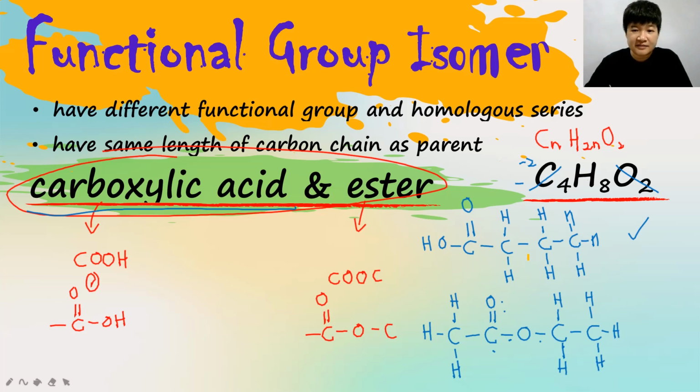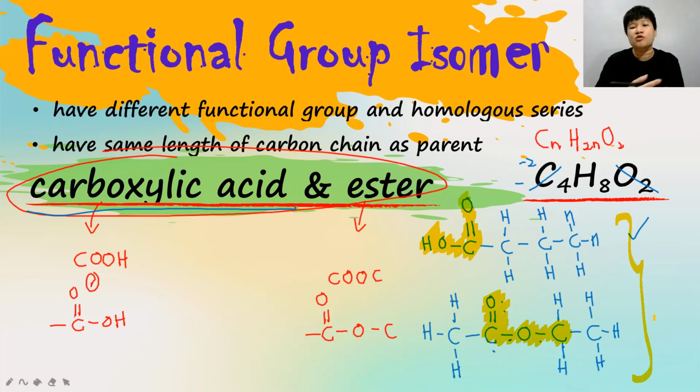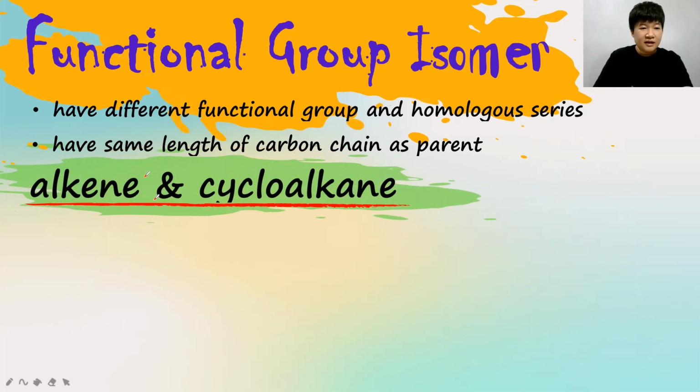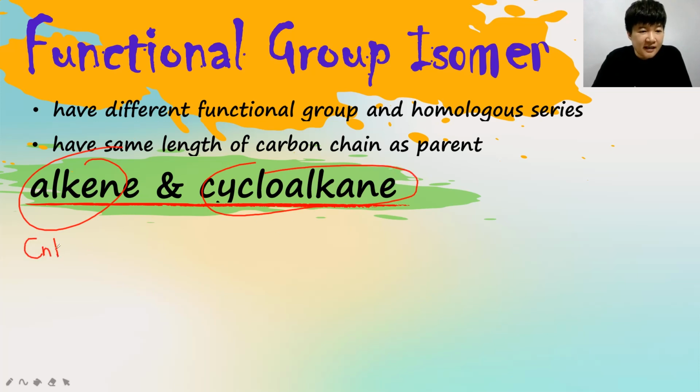And from here, you can see that we are changing from the functional group of carboxylic acid in the first structure, changing into carboalkoxy ester in the second structure. So these 2 will be the functional group isomer. Simple. Next, we have alkene and also cycloalkane.